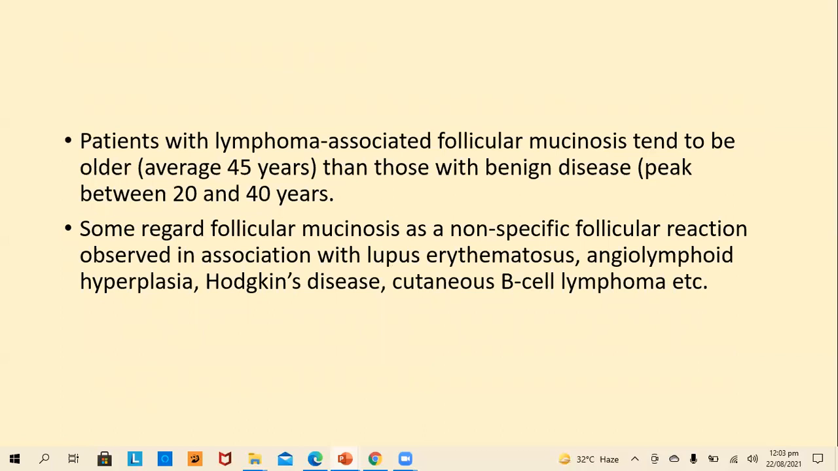Some regard follicular mucinosis as a non-specific follicular reaction observed in association with lupus erythematosus, angiolymphoid hyperplasia, Hodgkin disease, and cutaneous B-cell lymphoma.